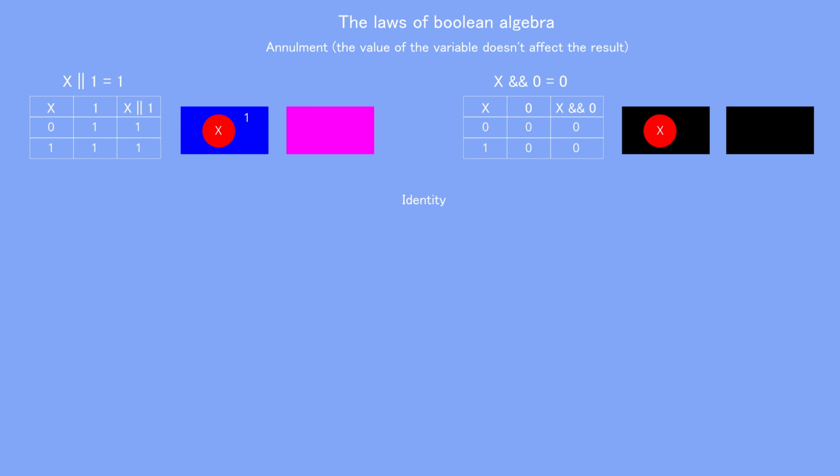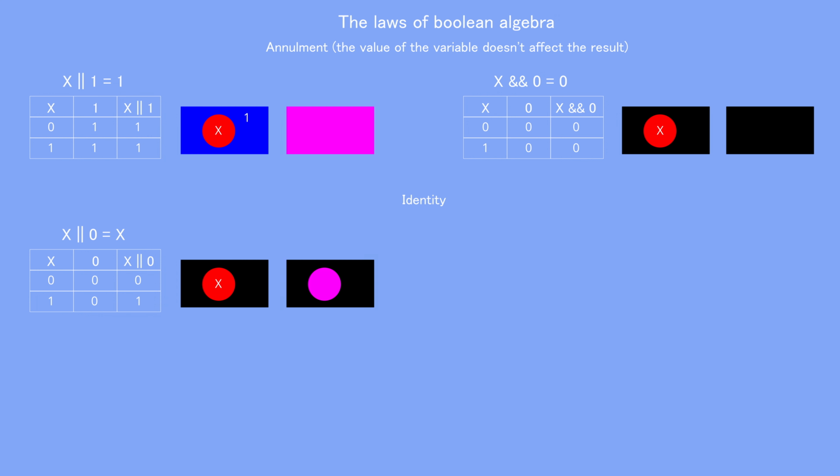Identity laws. The first law: x or false equals x. False or false equals false. True or false equals true. X or nothing is x.